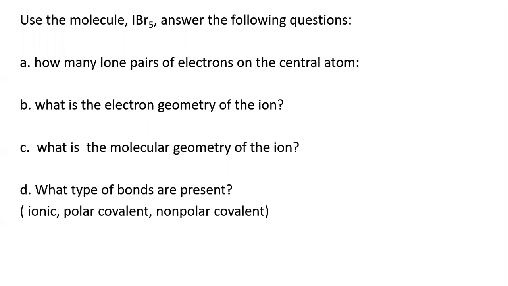So here, instead of an ion, we have a molecule, IBr5. Answer the following questions. How many lone pairs of electrons on the central atom? What's the electron geometry of the molecule? Not ion, sorry. Copy and paste there. What's the molecular geometry of the molecule? This should be molecule. And then what types of bonds are present?